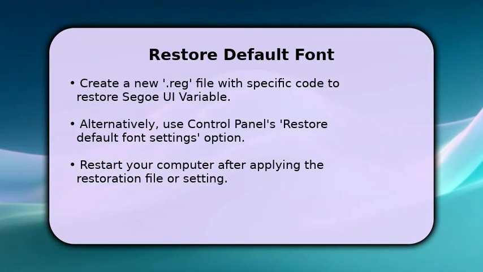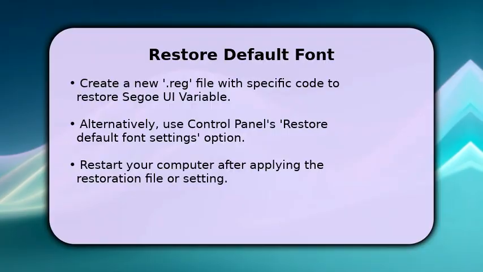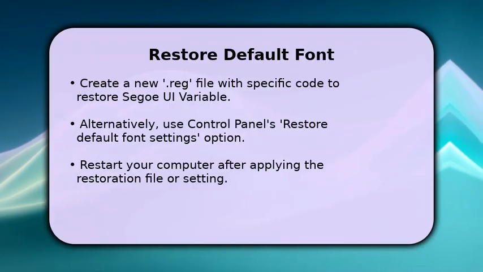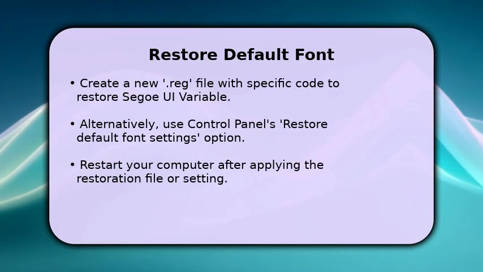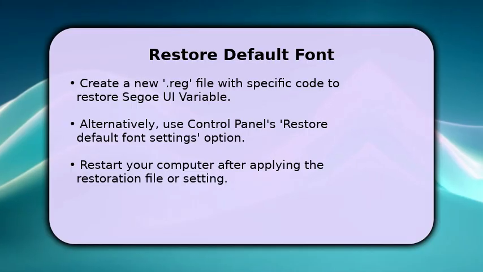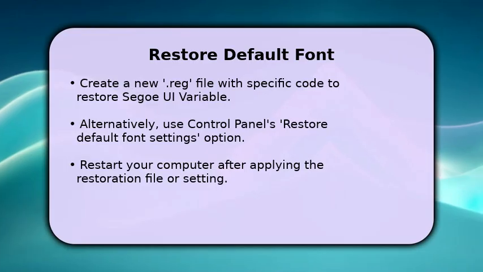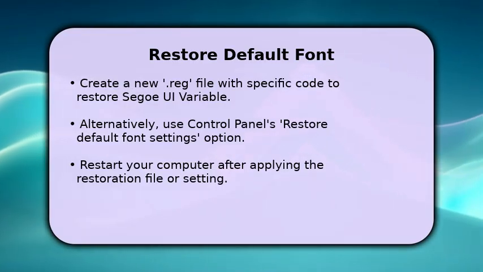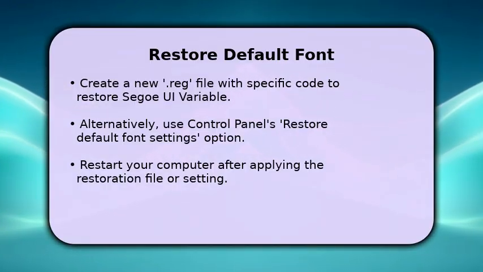Should you wish to revert to the original Windows 11 font, restoring the default is straightforward. You can create another .reg file with specific code designed to set Segoe UI Variable back as the system font. Alternatively, navigate to the Control Panel, then Appearance and Personalization, and finally Fonts. There, you will find an option to restore default font settings. After either method, it is crucial to restart your computer once more to ensure the default font is fully reinstated across your system.